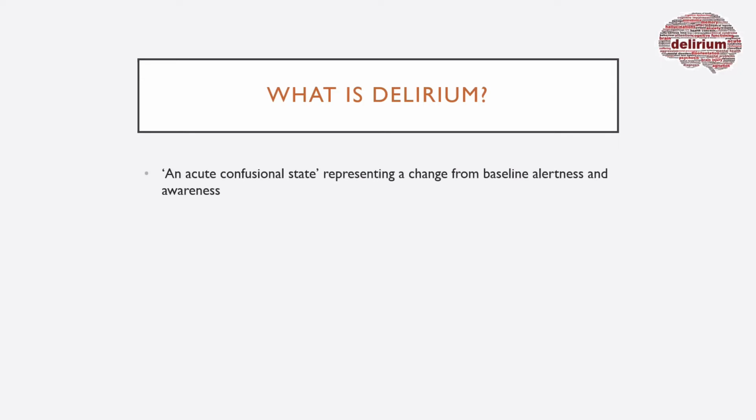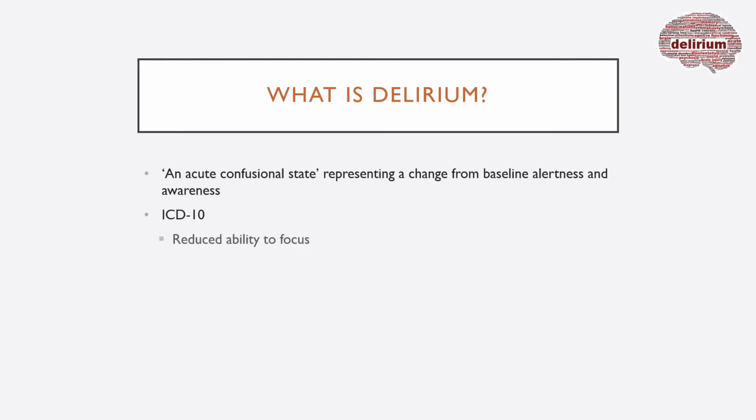You may have heard of delirium being referred to as the acute confusional state, and this is where there's a change in a patient's baseline alertness and awareness. The ICD-10 is a fantastic tool, and there's one focused on mental and behavioral disorders. This breaks down delirium in some detail and highlights some key features that separate it from other pathologies.